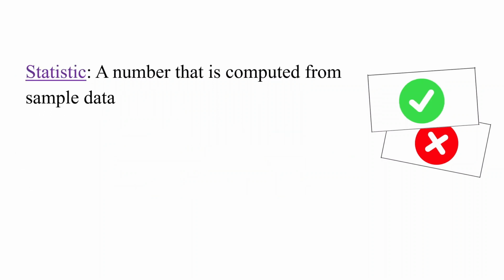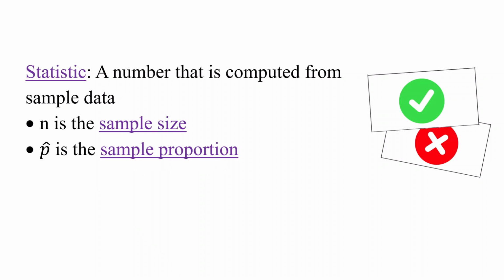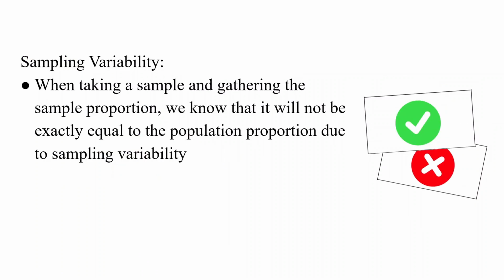And then a statistic is a number that is computed from sample data. So lowercase n represents the sample size that we get. P hat is the sample proportion, and X bar is the sample mean. So these are values that we obtain from our sample.